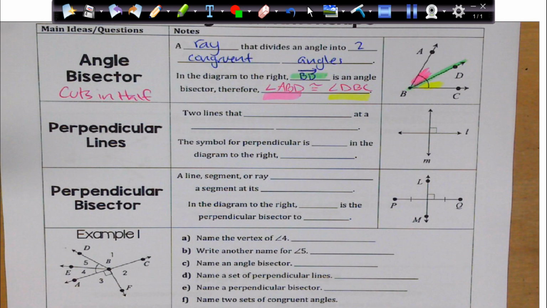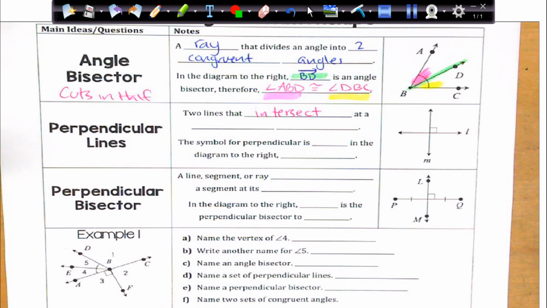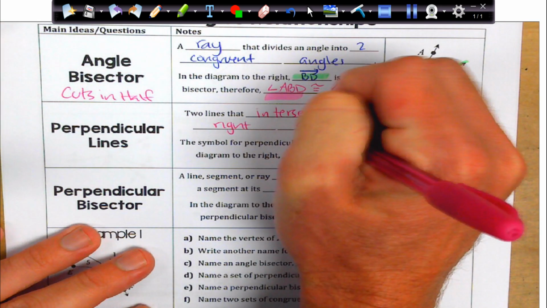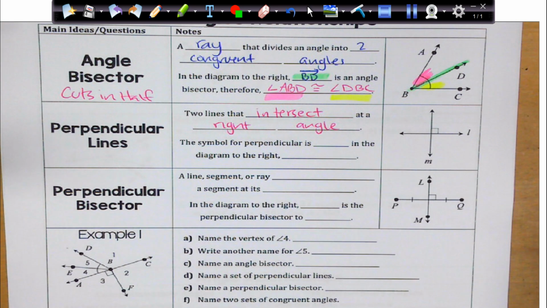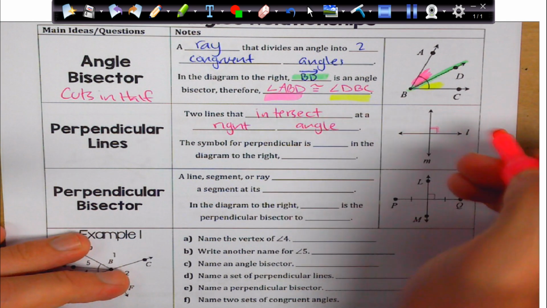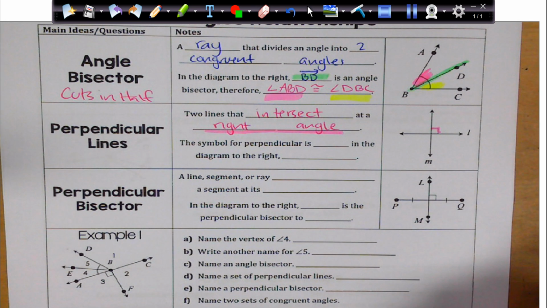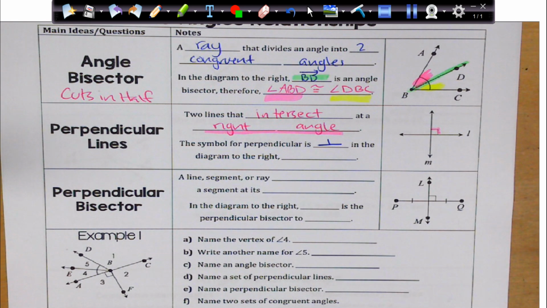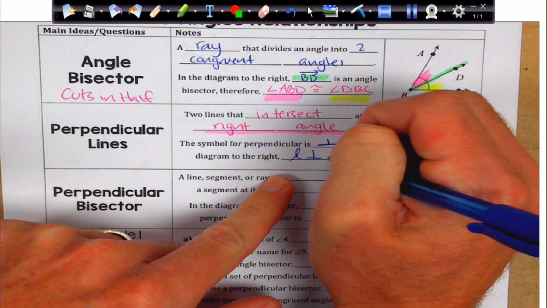Perpendicular lines, they intersect at a right angle, okay? So that's our key, right angle. We can see right here, this is our notation for a right angle, that little box guy, right angle. And our symbol for perpendicular looks like an upside down T, which kind of looks like it's perpendicular. So in the diagram to the right, we could say that line L is perpendicular to M.